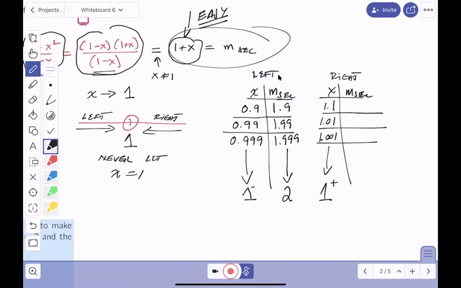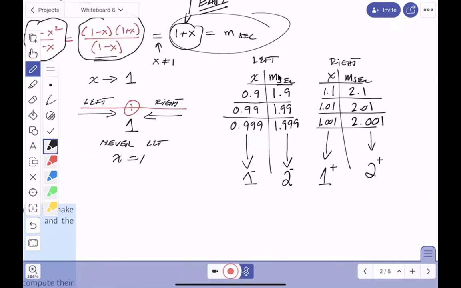Let's do the other one. 1.1 plus 1 is 2.1, 2.01, 2.001. Okay, what I'm going to claim is, looking at the left table, 1.9, 1.99, 1.999, it's definitely approaching 2 from beneath it. And this one is approaching 2 from the top of it.